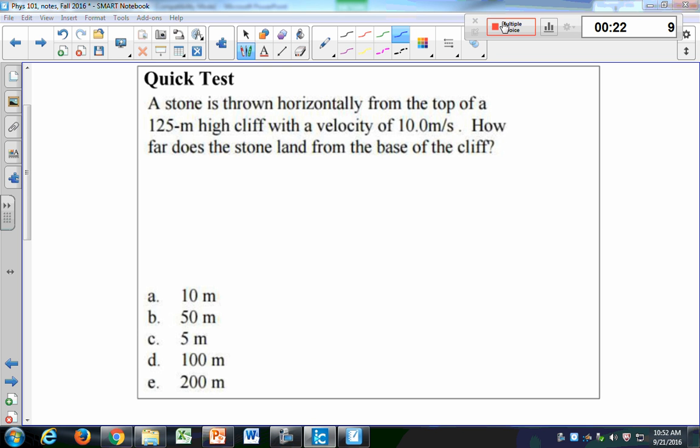I always find that it helps me draw a picture. I'll draw a picture for you here. It's my cliff. My object goes off horizontally. That means that it's pointing straight out, right? So it starts out like this. And I'm looking for x.